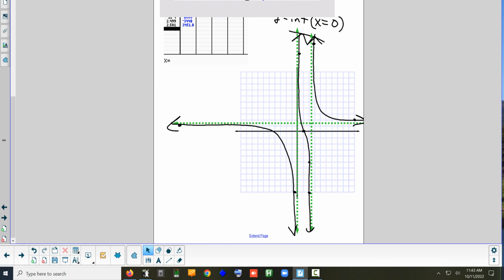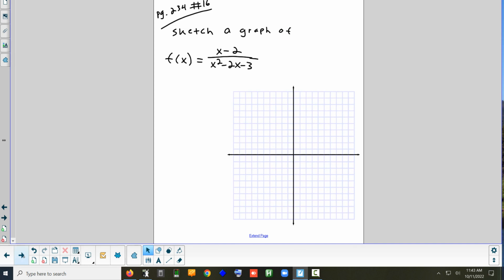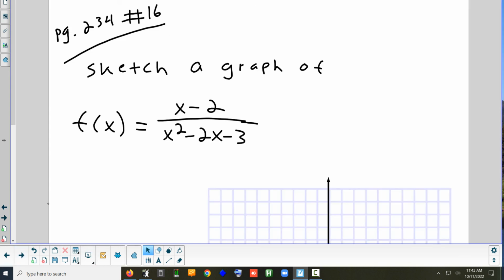Any question on that? All right. Last one. So why don't you guys try that one? It's x minus 2 over x squared minus 2x minus 3. Okay, find all the different things you need to find and see if you can make a sketch.